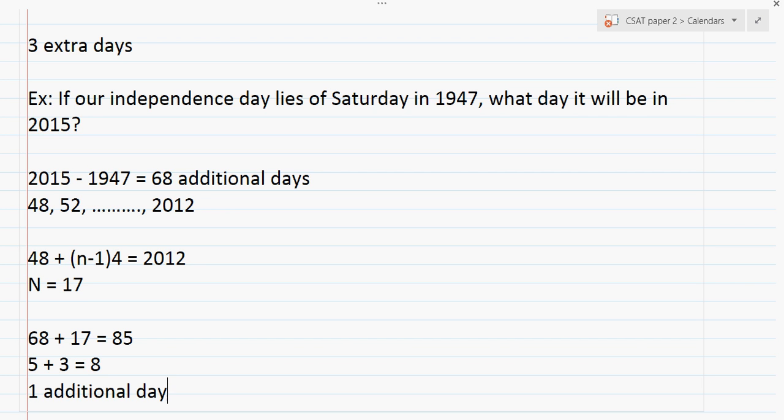I hope that you are clear on the concept of calendars, and you would be able to solve most of the questions. We'll upload a question sheet soon. I think we haven't done that from last week onwards. I would try to upload the question sheets on all the topics which we have covered till now in a day or two, so that you can practice and be well versed with the concepts.